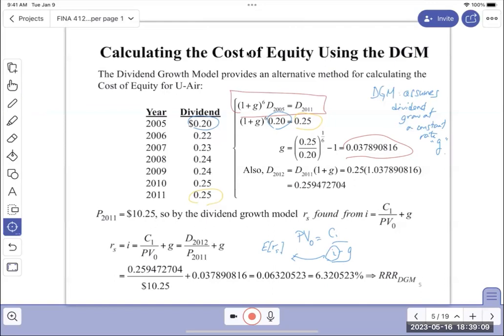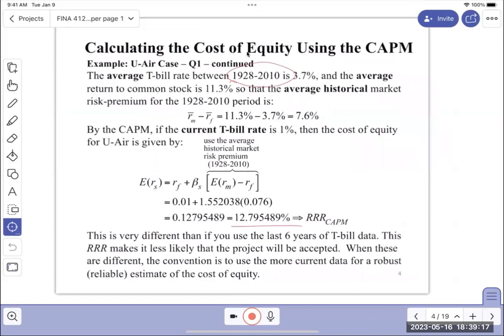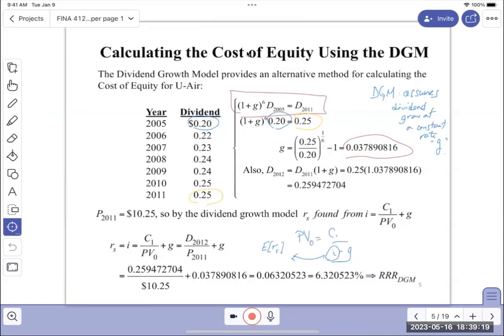And I'm using this technique as opposed to the CAPM. So I rearrange it and I do it this way because I know C1. C1 I know, G I know, and the price I know. G, I calculated. C1 was given. Oh, no, sorry, we calculated C1 over here.